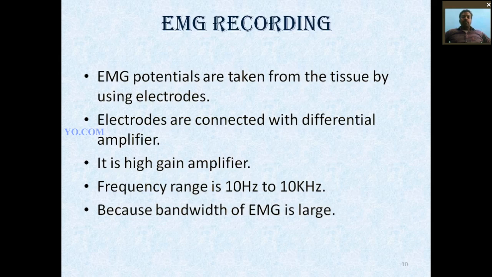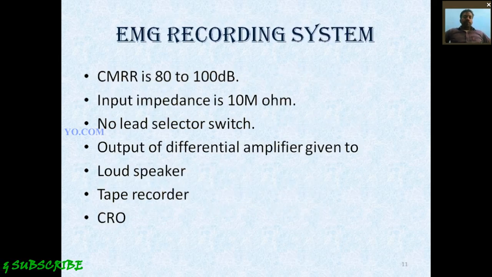Because the bandwidth of the electromyogram is very large, they are using a 10 Hz to 10 kilohertz frequency range differential amplifier to amplify the given input signal. Then the CMRR of the differential amplifier is 80 to 100 dB. It is very high CMRR. So by using this high CMRR, we can reduce the noise very easily.